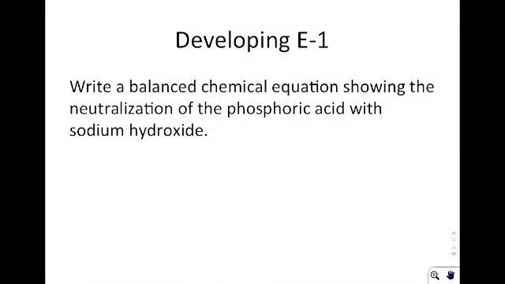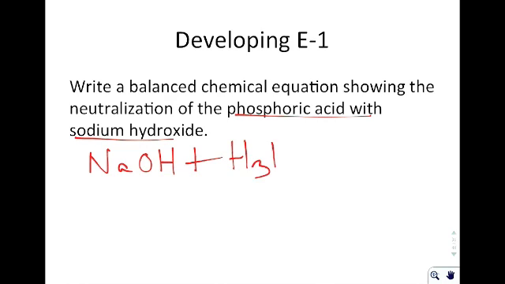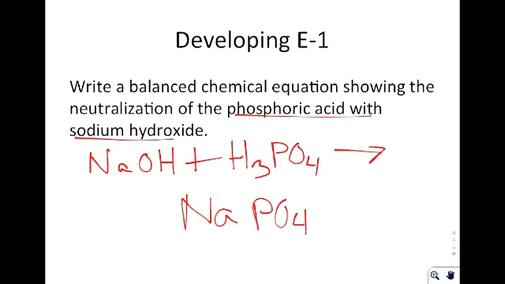Here, developing E1 says, write a balanced chemical equation showing the neutralization of phosphoric acid with sodium hydroxide. So this is just another way of checking to see whether or not you know naming or writing chemical reactions. So we write sodium hydroxide, which is NaOH. We're going to add phosphoric acid. Phosphoric acid is H3PO4, and it's going to go to, we have to do kind of a double replacement or a metathesis reaction at this point, but it's a neutralization. So we would see NaPO4 plus H2O.